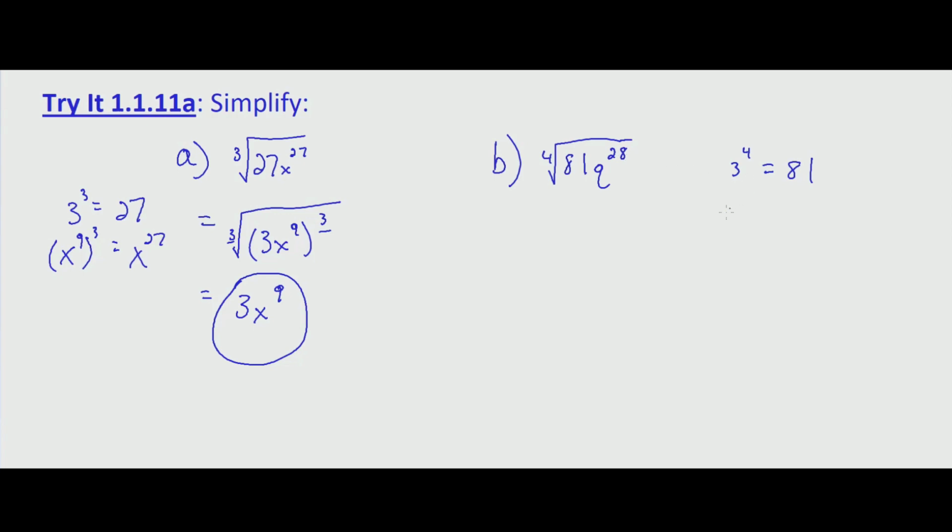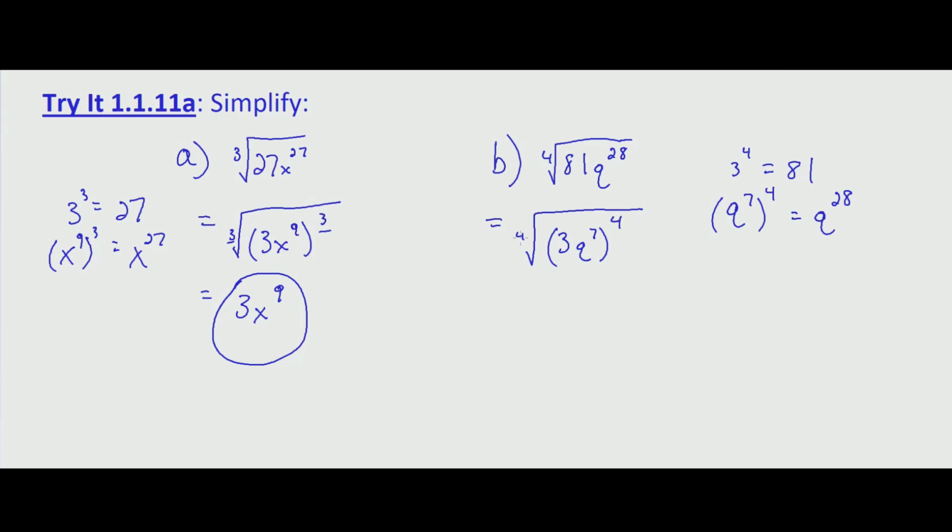And q to the 28th: q to the what power to the fourth equals q to the 28th? So what times 4 equals 28? 28 divided by 4 is 7. So this equals q to the 7th to the fourth power, which is q to the 28th. We simplify what's under the radical, and we have the fourth root of 3 times q to the 7th, that's being taken to the fourth power.